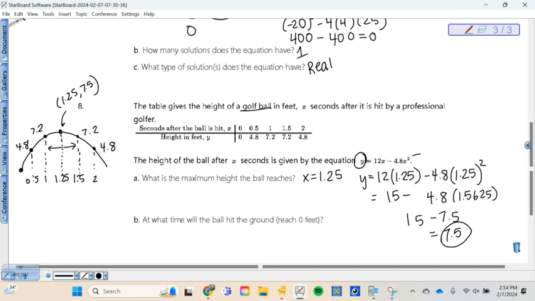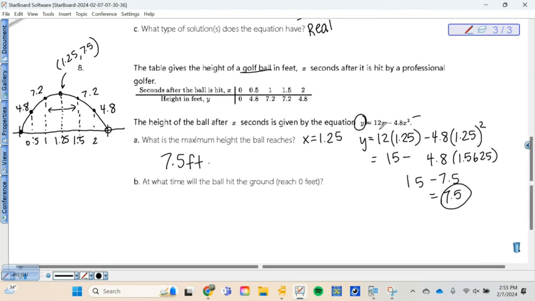7.5. That's not a very good hit. I mean, maybe they're just chipping it in, but usually you want the ball to go way higher than that, don't you? Okay, so the maximum height is going to be 7.5 feet. And at what time is the ball going to hit the ground? So at what time is it going to be 0? That's going to be its x-intercept. I know one of them is going to be at 0, but I got to figure out what the other is going to be.